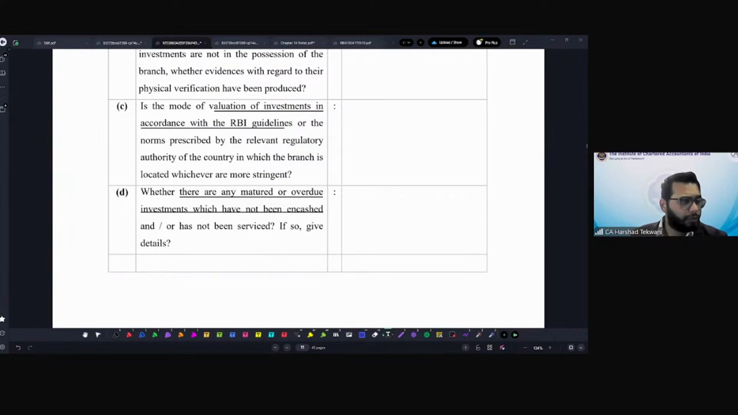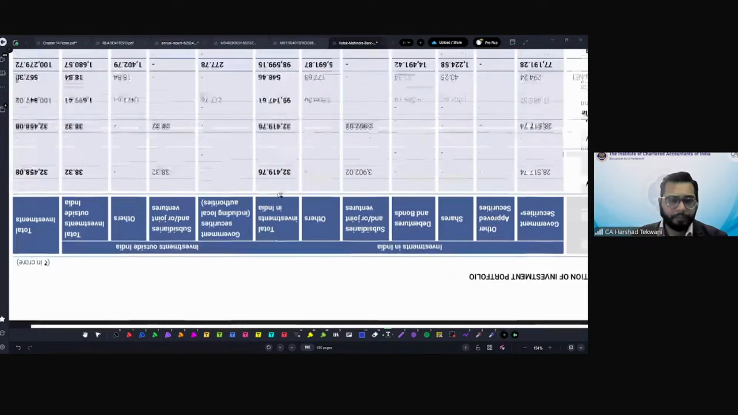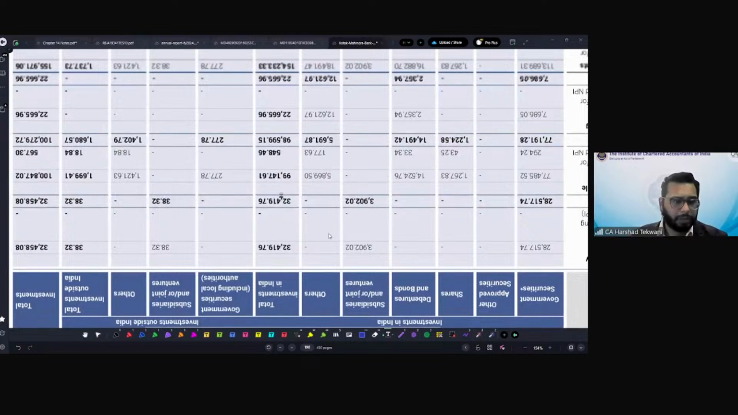I'll just show you, just a minute. It is taking a bit of time because the documents are very heavy. Let me rotate the page. Wait a minute. Let me rotate the page.